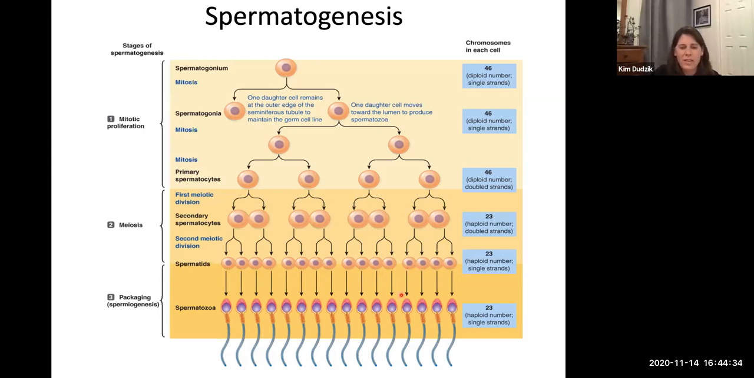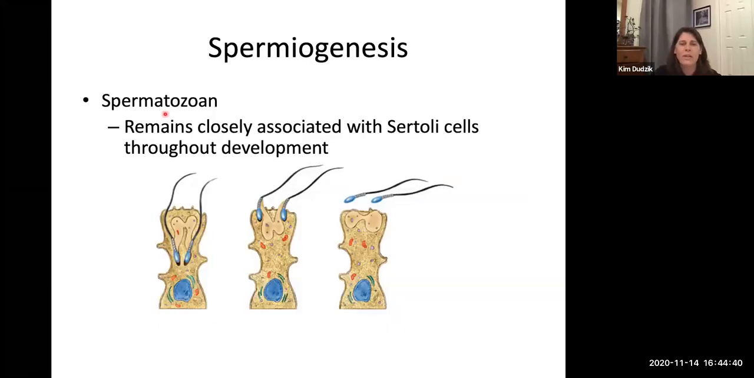All right, so now we're at the end of the meiotic division, but we need to repackage the sperm. That happens in a process called spermiogenesis. I mentioned it before, but I'm going to say it again.